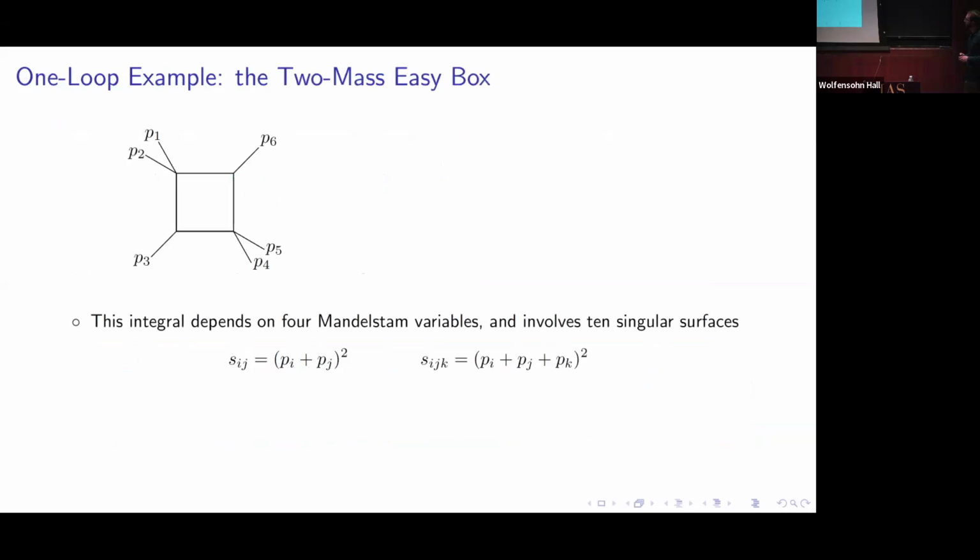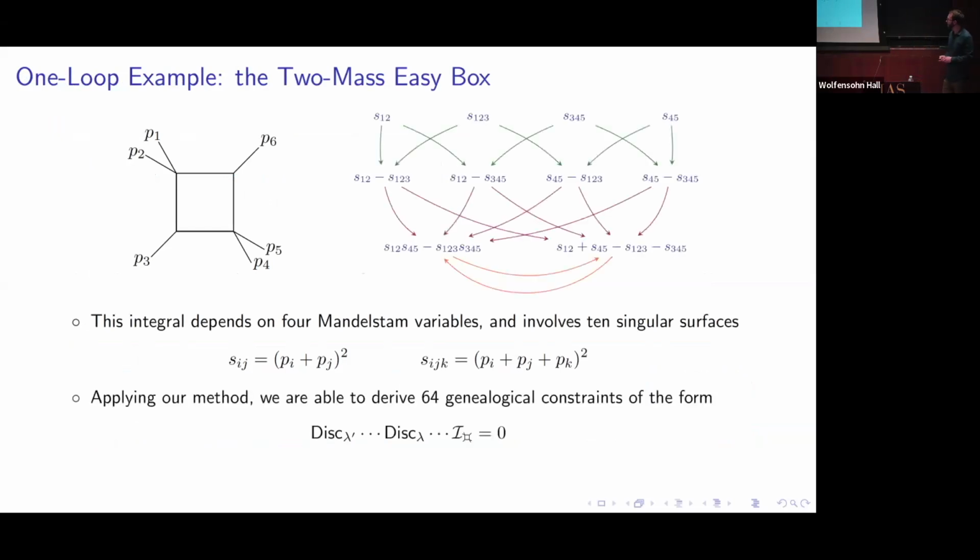So let me begin with a one-loop example, just the two-mass easy box. So this is an integral that depends on 4 Mandelstam variables and involves 10 singularities. And we can just run our method as just described, and we find 64 genealogical constraints of the form shown here. So for this lambda and lambda prime, one of these singularities shown in this diagram. And this is in fact so many constraints that it's easier just to show which singularities or sequences of discontinuities are allowed, and that's shown by these arrows here.